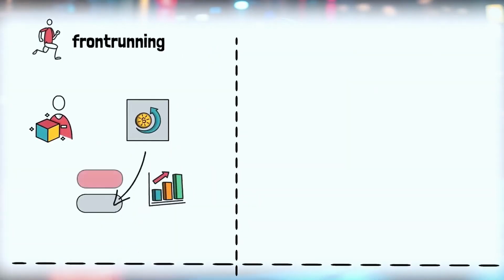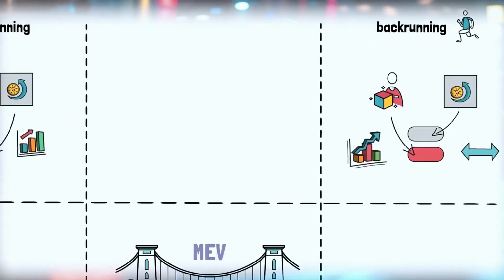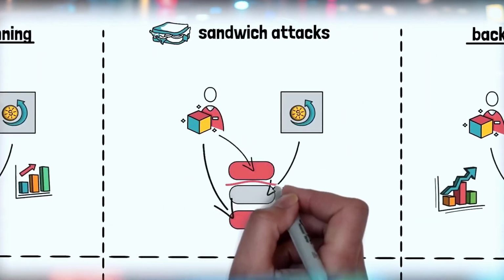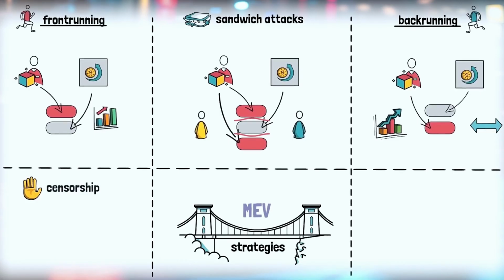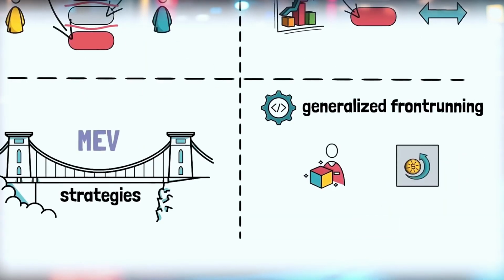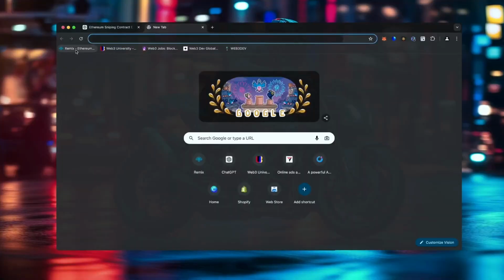Here's how it works with an example. Let's say someone wants to buy a token at a good price and creates a purchase order. Our contract notices this order, creates its own order for the same purchase, but offers a higher transaction fee. This way, our transaction gets processed first, allowing us to buy the token and then sell it for a slightly higher price. Now let's get practical.